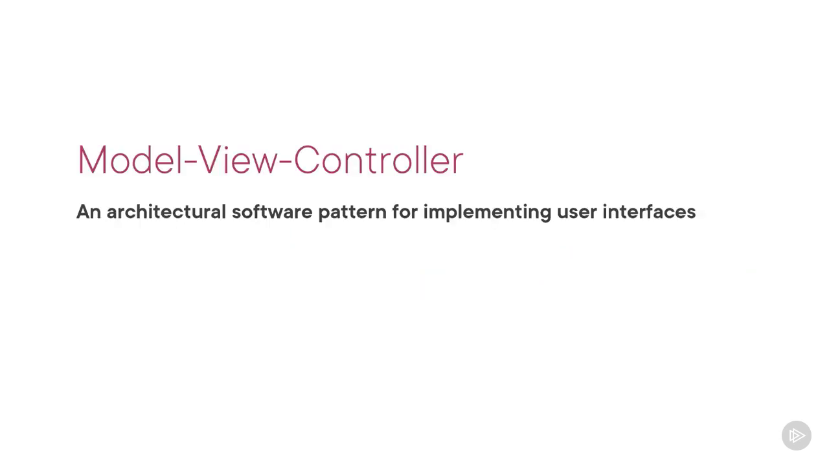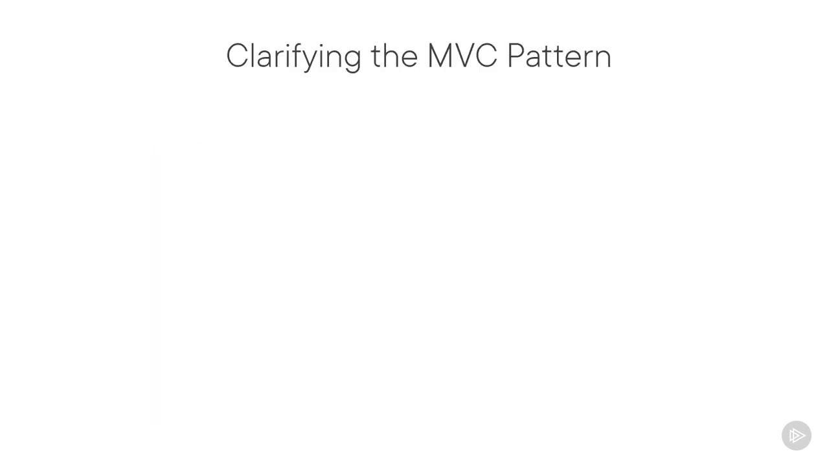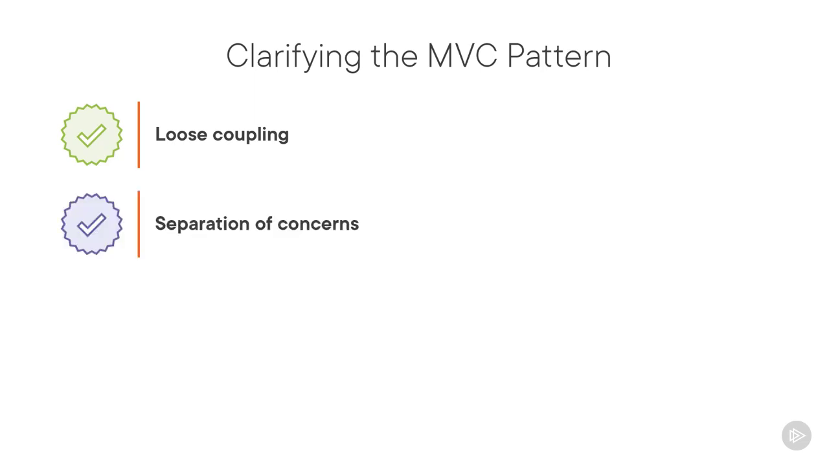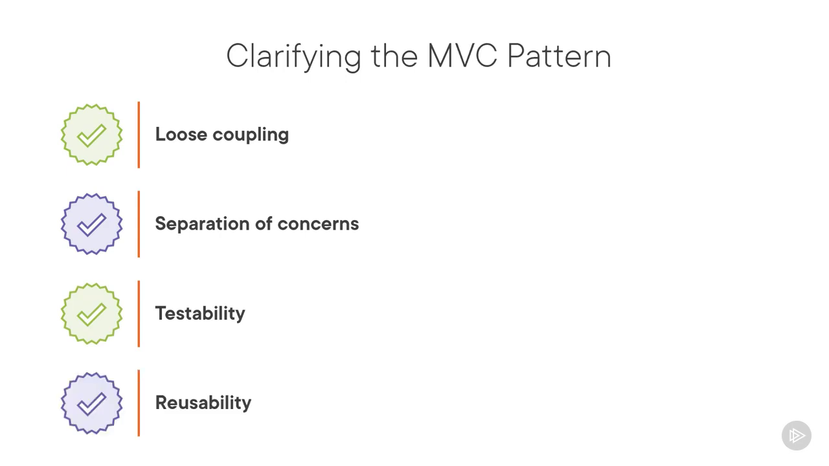Looking at the definition, it's an architectural software pattern for implementing user interfaces. There's some confusion on what it exactly is, and thus different interpretations on what it should be exist. Essentially though, it's meant to encourage loose coupling and separation of concerns, which in turn allows better testability of your application and the ability to reuse parts of it.